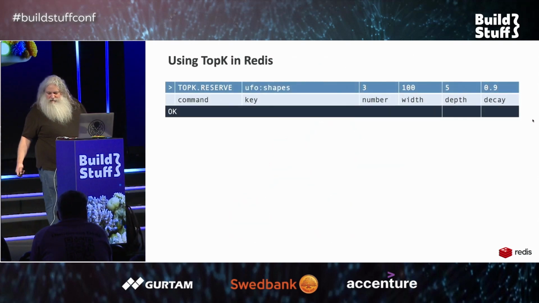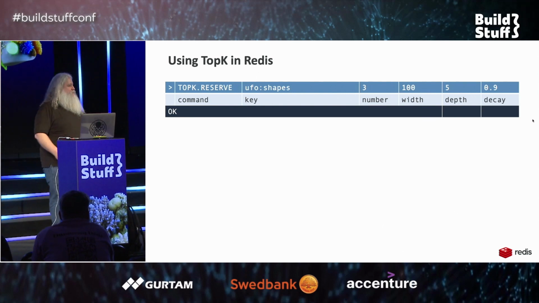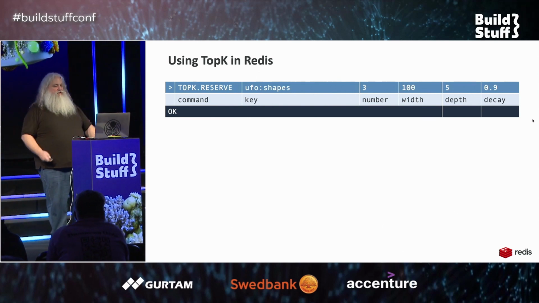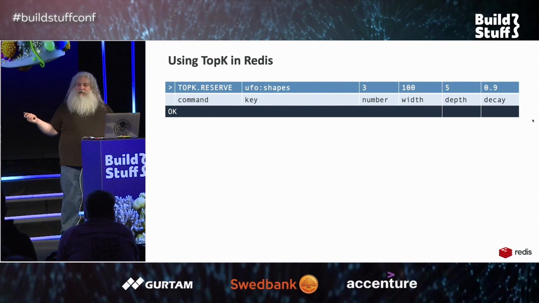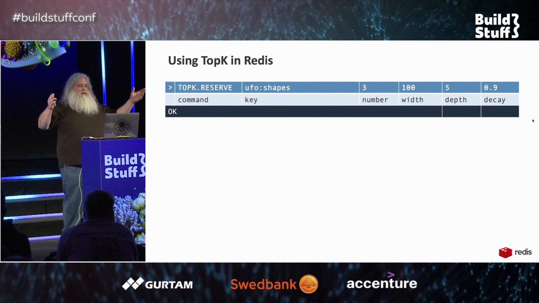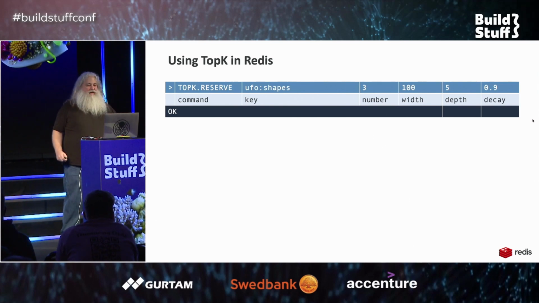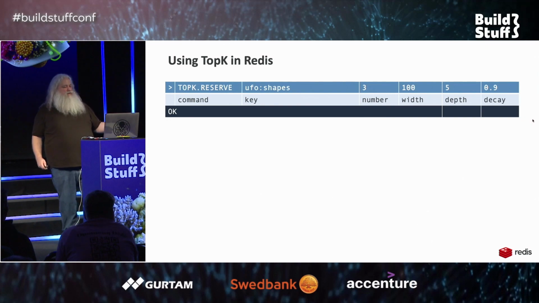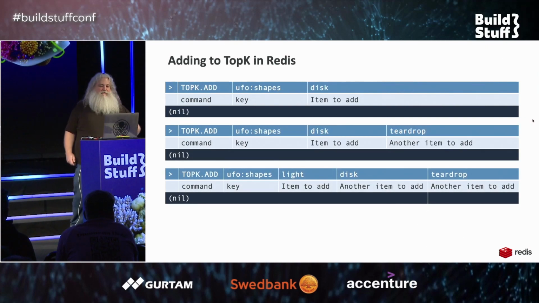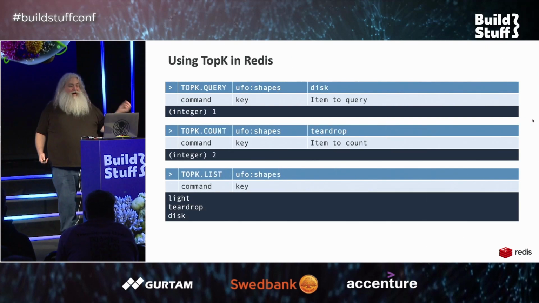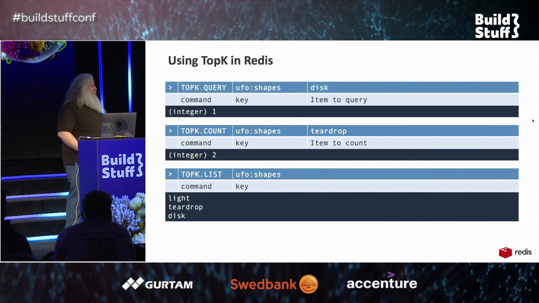I am a little bit over, aren't I? I've got 1 minute, 48 seconds. So TOPK.RESERVE sets up a top K structure. You give it the width and the height, an amount of decay, and the number of items you want to keep track of. There are functions to add, functions to query, count, and list, and it's easy to use.